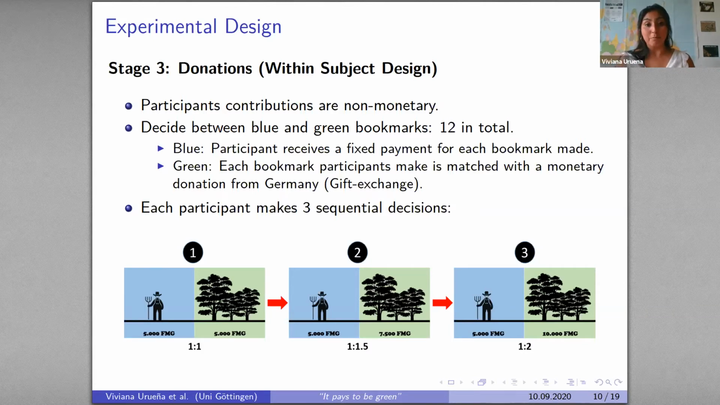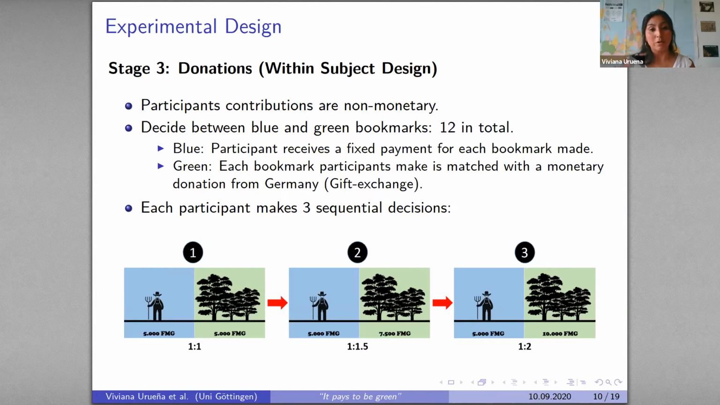However, these blue and green bookmarks are not different just because of a different color, but the sources of finance are also different. Why? Because for each blue bookmark that a participant decides to make, this person gets a fixed payment from us. However, for each green bookmark that they decide to make, this bookmark will be matched with a monetary donation from Germany. So it will work as a gift exchange.